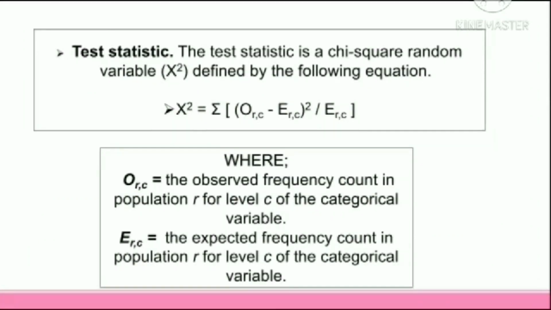Next is the test statistic. The test statistic is a chi-square random variable, or X squared, defined by the following equation. X squared equals the sum of quantity O_r,c minus E_r,c squared over E_r,c, where O_r,c is the observed frequency count in population r for level c of the categorical variable, and E_r,c is the expected frequency count in population r for level c of the categorical variable.